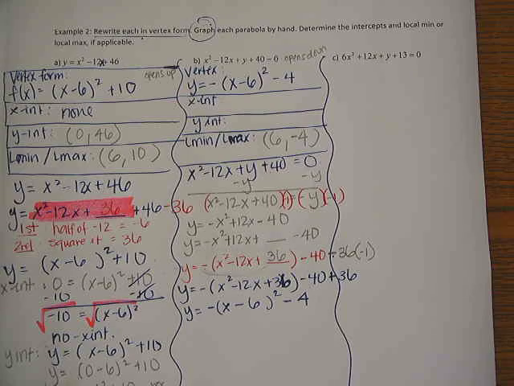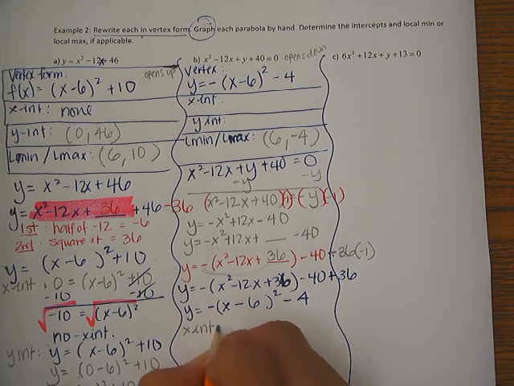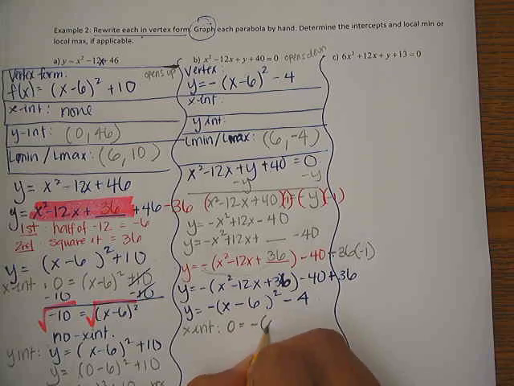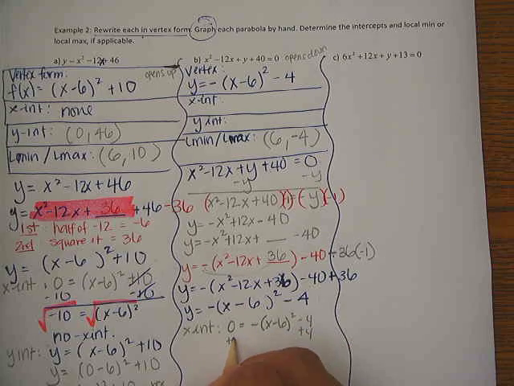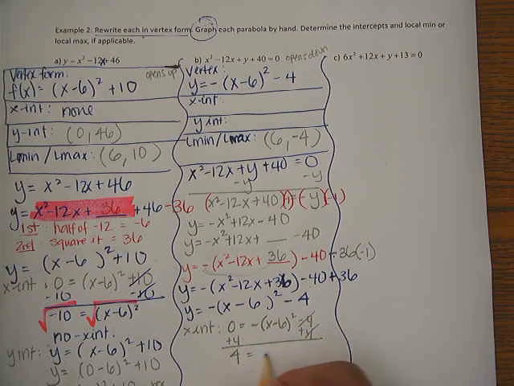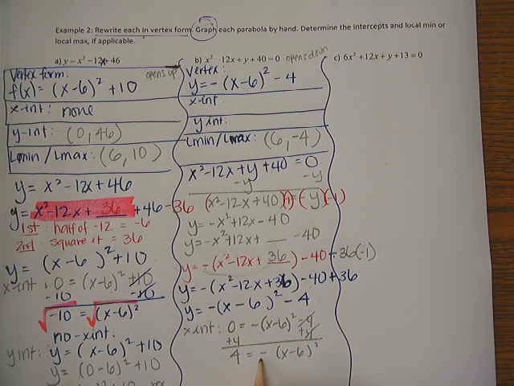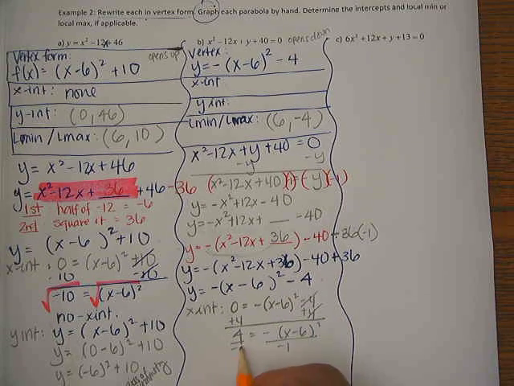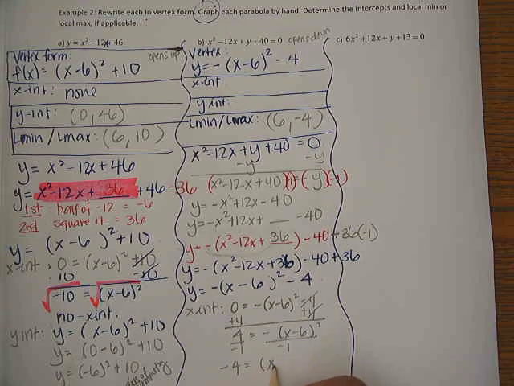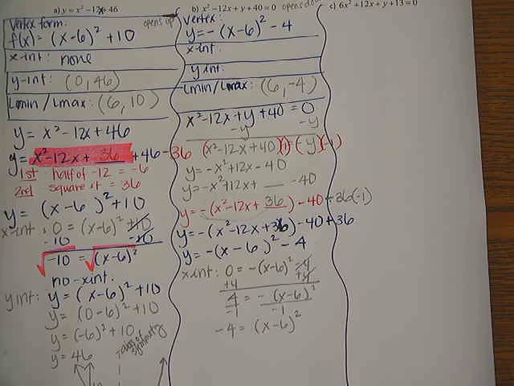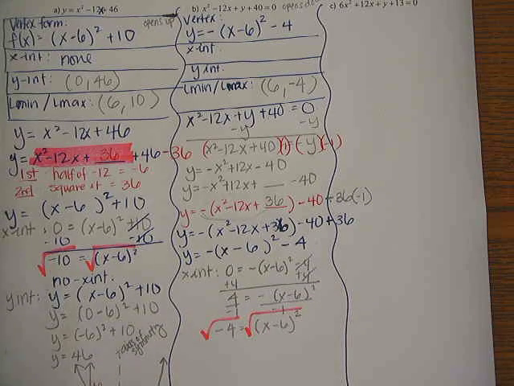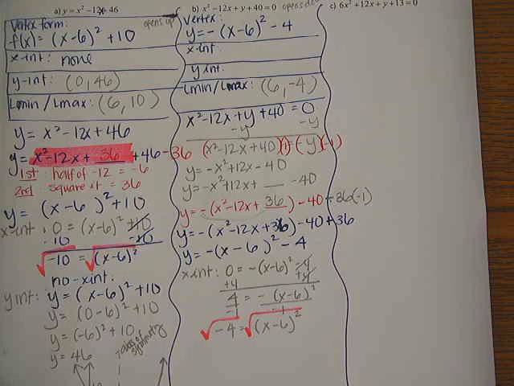Now let's go find the x and y intercept. X-intercept, meaning y must be 0. So here we go, negative x minus 6 squared minus 4. We are going to add 4 to both sides. So 4 equals negative x minus 6 squared. We are going to divide both sides by negative 1. So negative 4 equals x minus 6 squared. Now we are going to root it. All right. So you tell me, are we going to have an x-intercept?